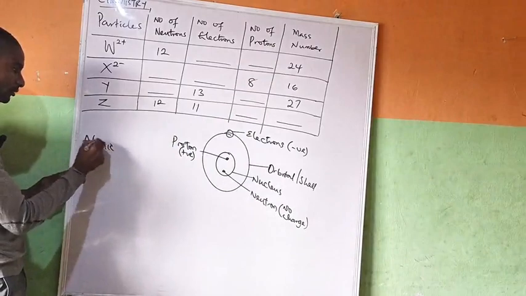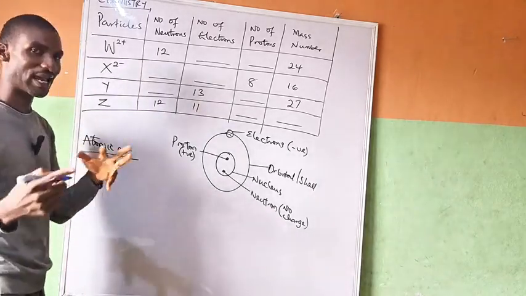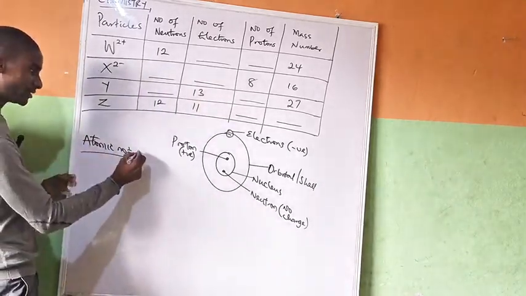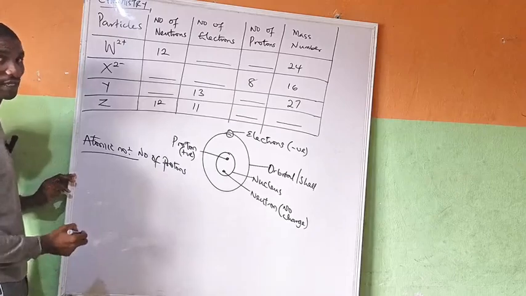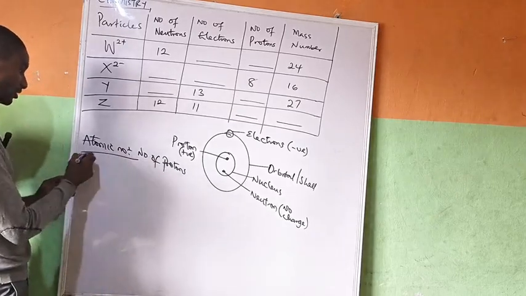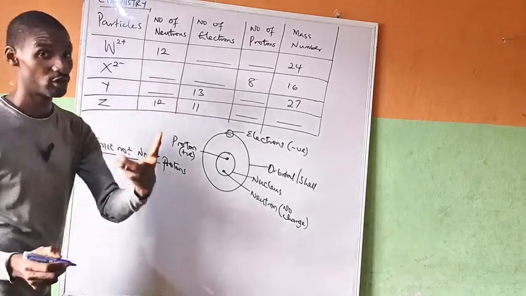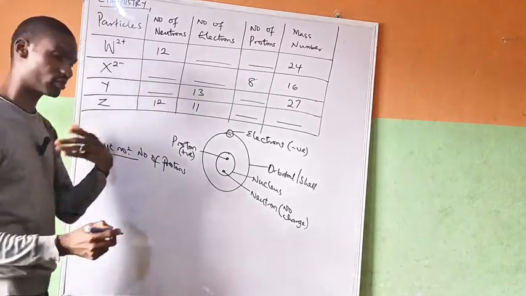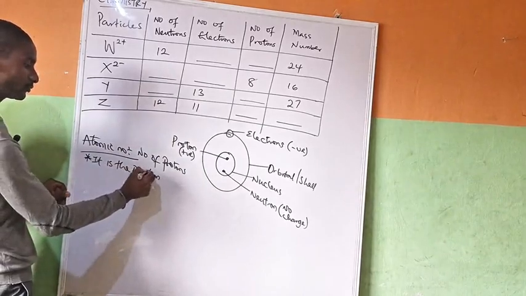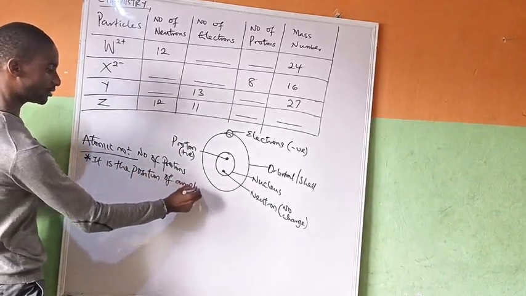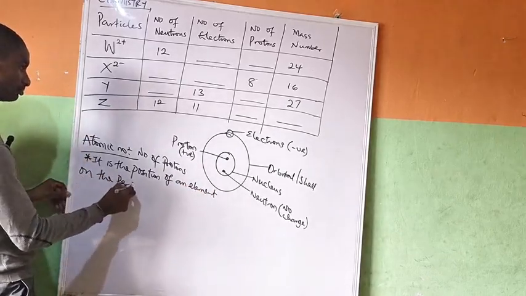Atomic number is the number of protons present in an atom of an element. Atomic number is the number of protons present in an atom of an element. That's number one. Another thing about atomic number is the position of an element on the periodic table. So the atomic number determines the position of an element on the periodic table.